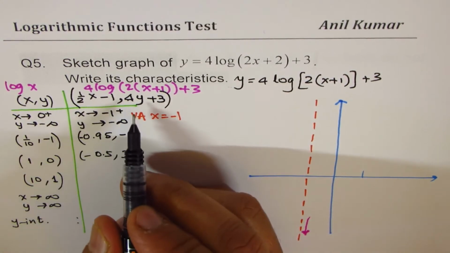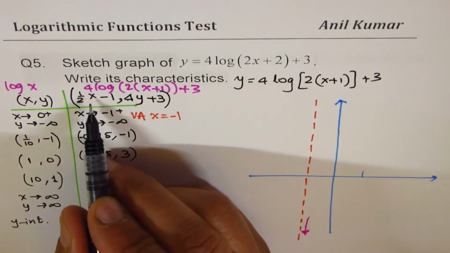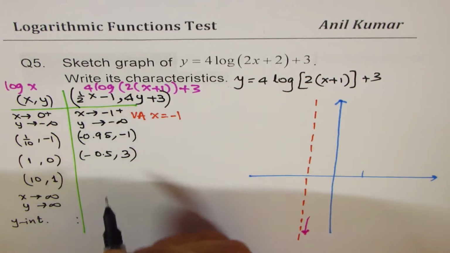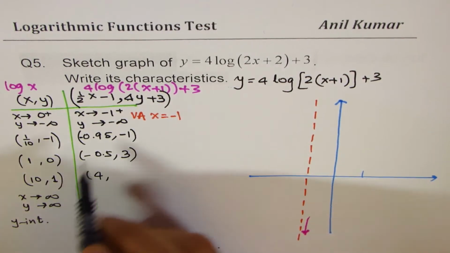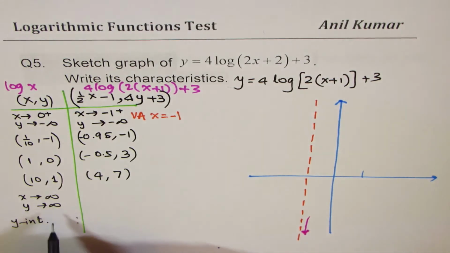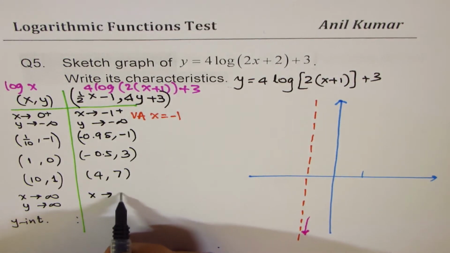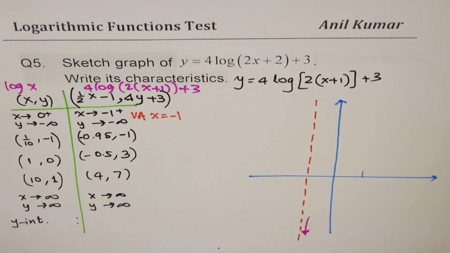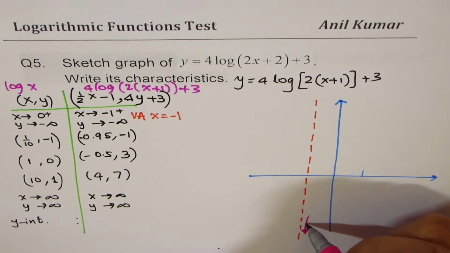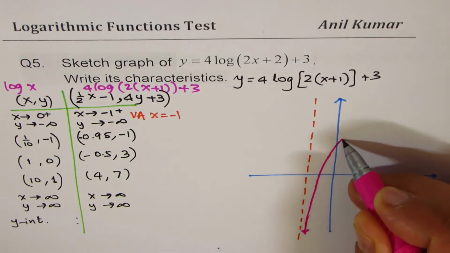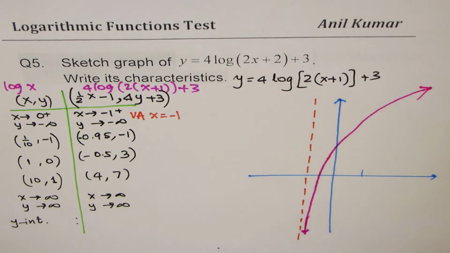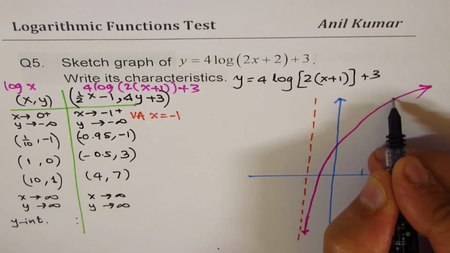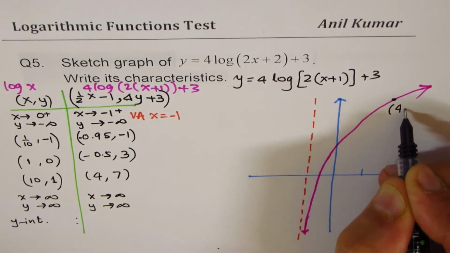For 10, we'll get the x value: half of 10 is 5, that means 4, and 4 plus 1, 3, 7. When x approaches infinity, y also approaches infinity. That's the end behavior, right? So what you get here is a graph which will be kind of like this. That is the kind of graph where one of these points is (4, 7).